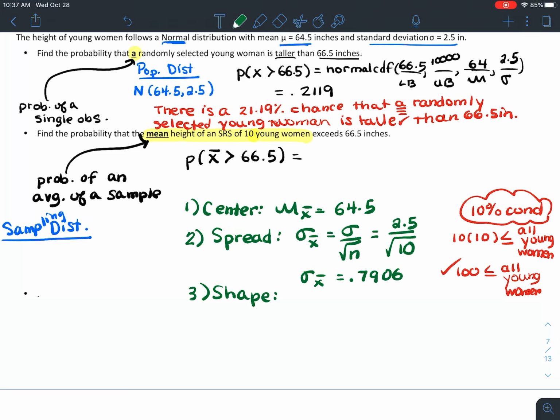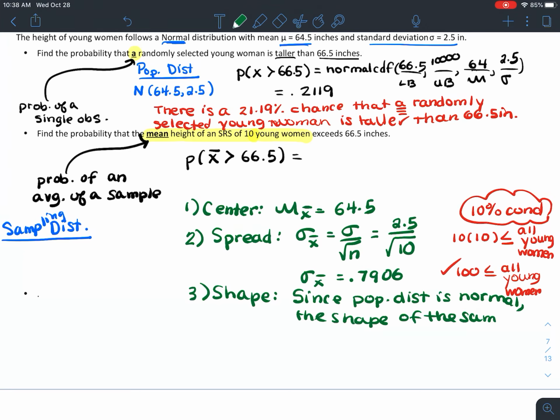Now, they did tell us that the shape of the population was normal. So here's what we know. We know since the population distribution is normal, then the shape of the sampling distribution is normal. That's what we know. If the population shape is normal, we'll talk about when it's not normal in a moment, but we were told in this problem that the population distribution was normal, so we can conclude that this is normal.